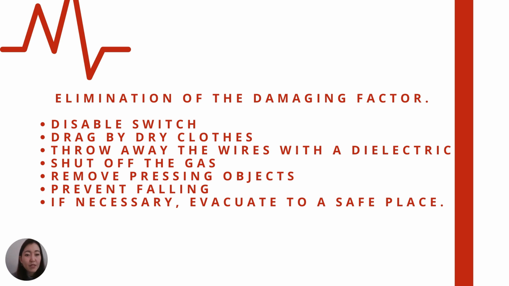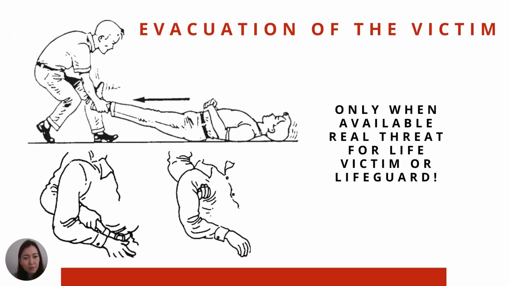Let's move on to the next slide, elimination of the damaging factor. Before helping, we have to eliminate the damaging factor for us. For example, disable the switch, drag by dry clothes, throw away the wires by dielectric, shut off the gas, remove pressing objects, prevent falling. If it's necessary, evacuate the victim to a safe place.